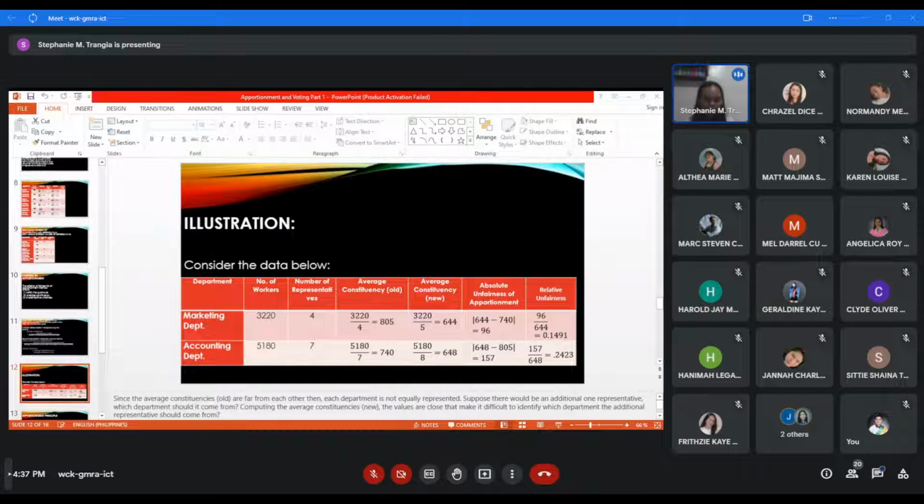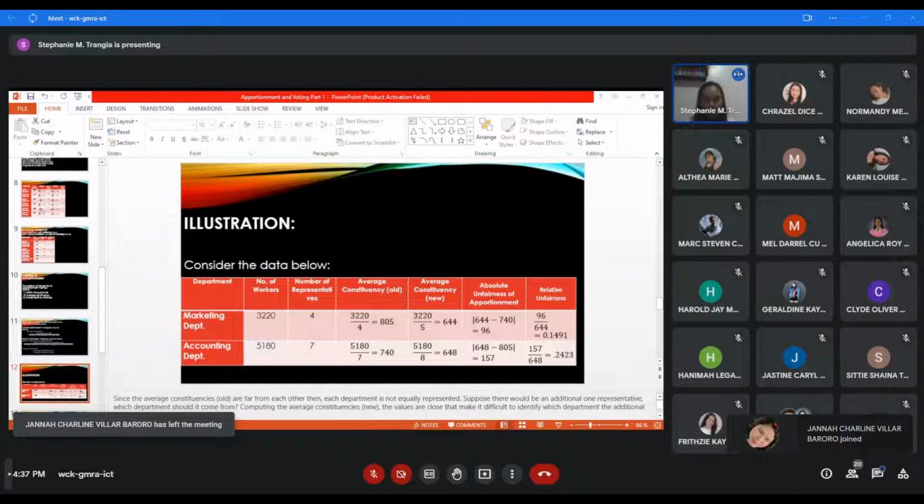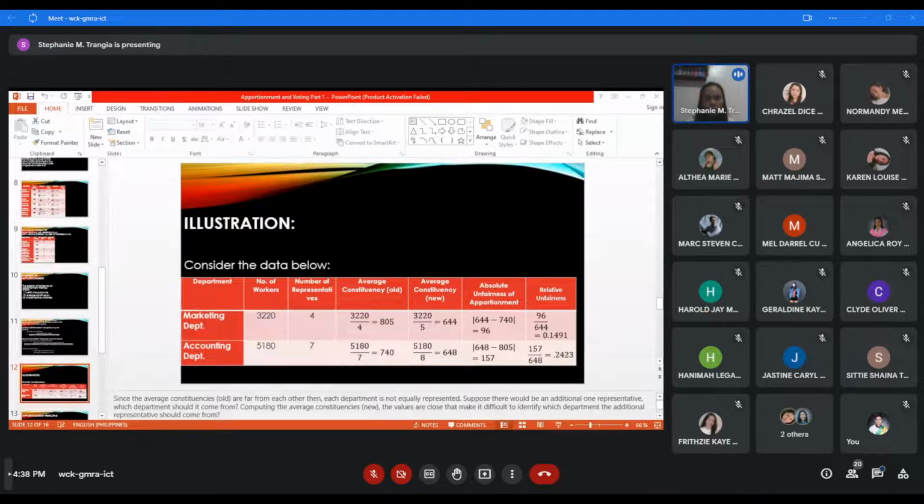So we have here a marketing department and an accounting department. The number of workers are 3,220 for the marketing department and 5,180 for the accounting department. The number of representatives are 4 for marketing and 7 for accounting. So let's start computing the average constituency of all. You simply divide the number of workers by the number of representatives. For the marketing department you have 805, and for accounting you have 740.